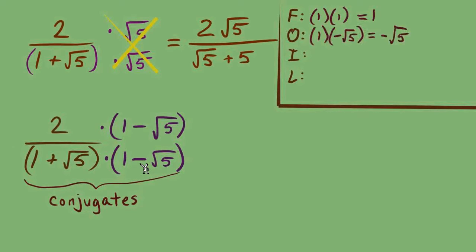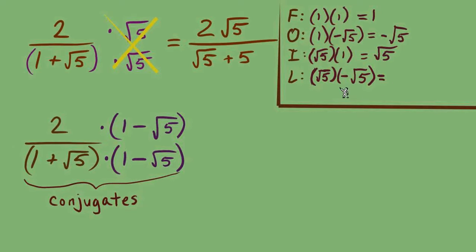Be very cautious about those signs. Positive 1 times negative radical 5 equals negative radical 5. Our inner terms will be these two on the inside: radical 5 times positive 1 is radical 5. And L for last, our 2 last terms are positive radical 5 times negative radical 5.